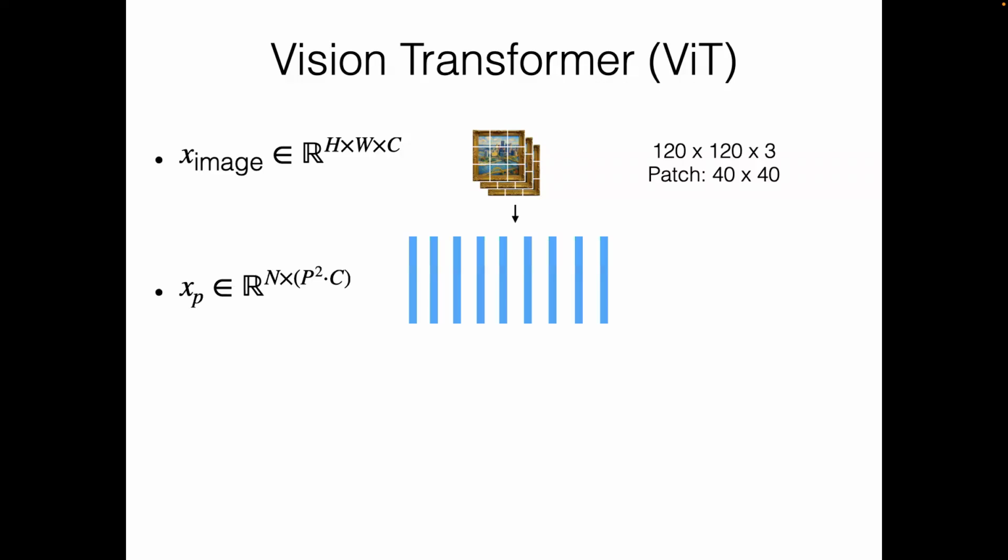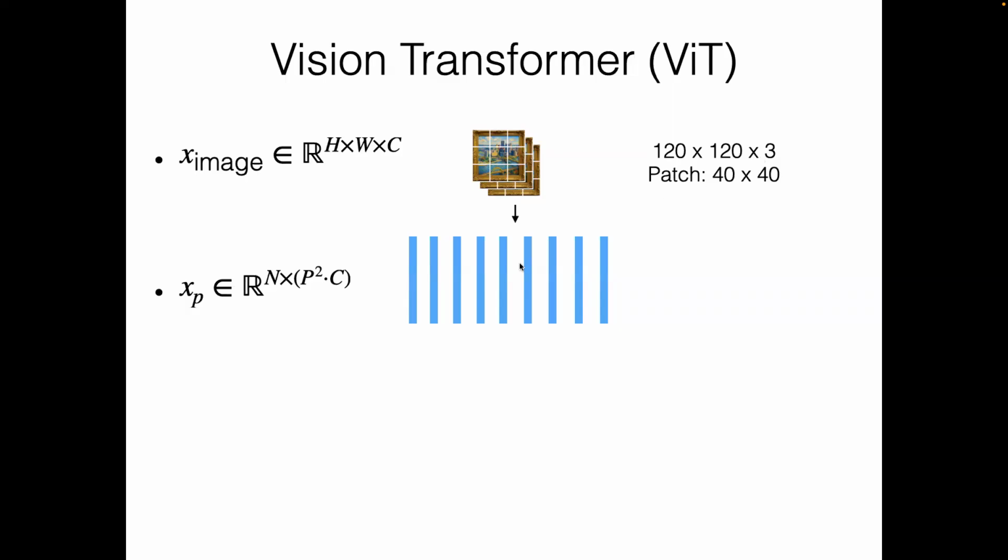So now we're going to also have a notion of a patch. So concretely, let's say that our image is 120 by 120 by 3. And let's say that our patch size we choose to be 40 by 40. And we'll see exactly what is used in an actual model in a bit. I think I'm just choosing 40 here because it's easy to divide 120 by 40.